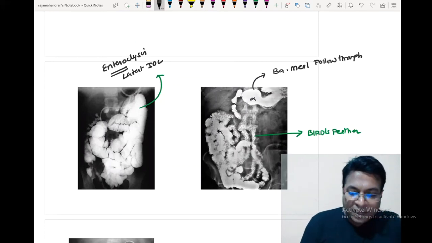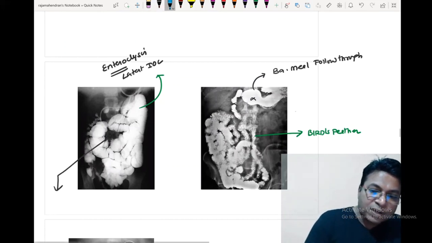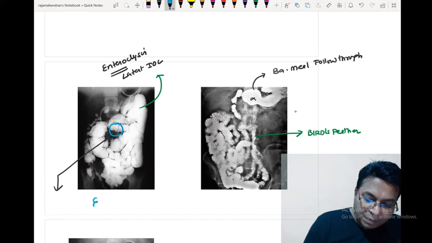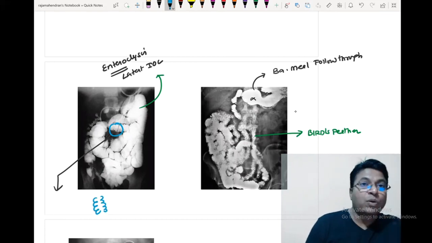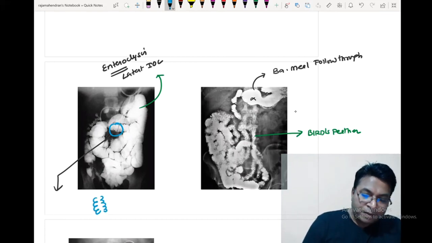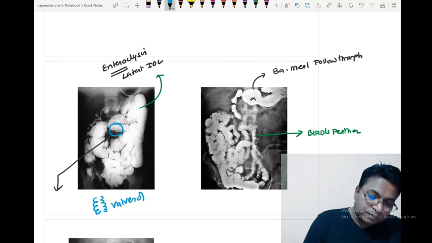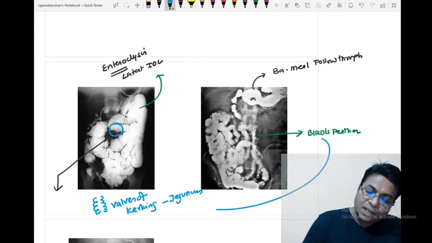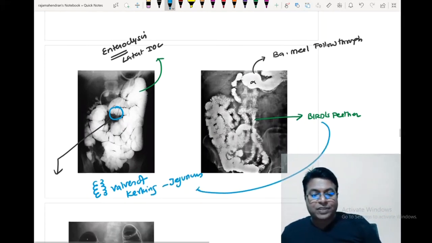So what is this finding in the jejunum? There are some appearances like this. They are known as valves of Kerckring. So valves of Kerckring are features of the jejunum. Bird's feather is also a feature of the jejunum. So these are all classical features you should know.